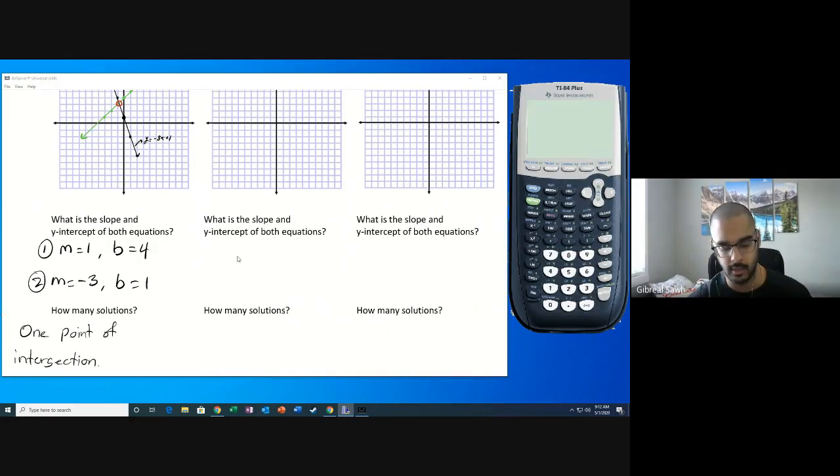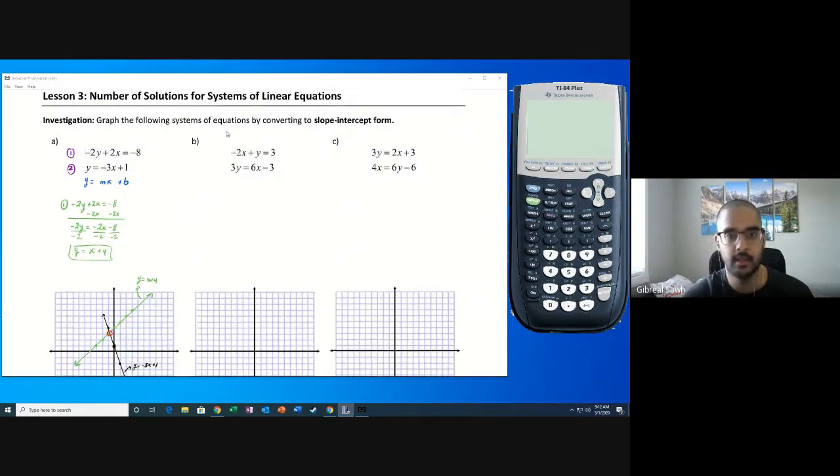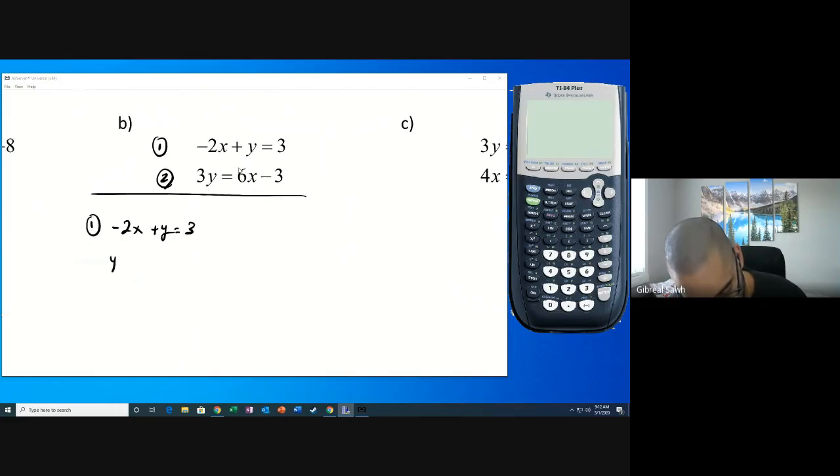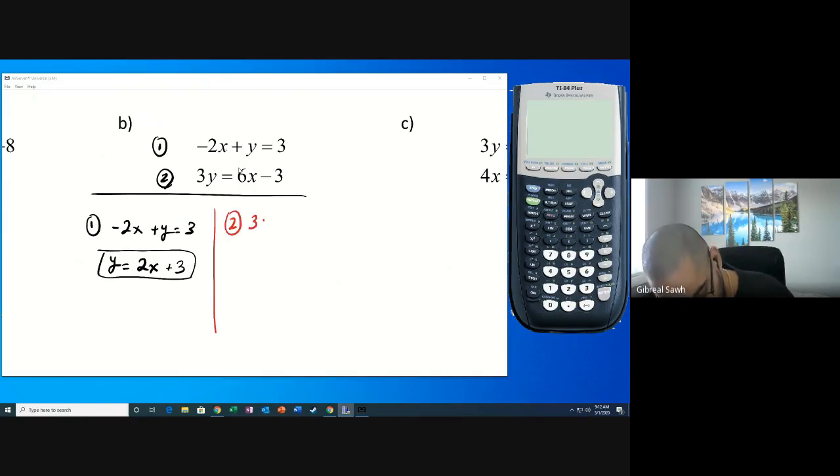Okay, now we'll take a look at the second one. Again, we've got to make sure they're in slope-intercept form. Right now they aren't, so we've got to change them. Again, we'll number them 1, 2. Equation 1 originally is -2x plus y equals 3. That means that y is equal to 2x plus 3, so I added 2x to both sides. For the second one, that is 3y equals 6x minus 3. We're going to divide 3 on everything. So y equals 2x minus 1.